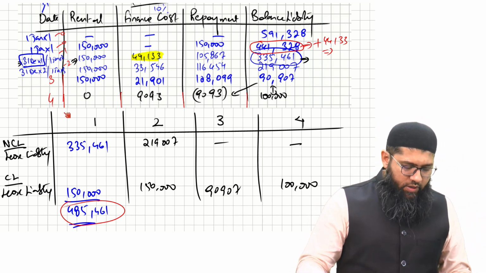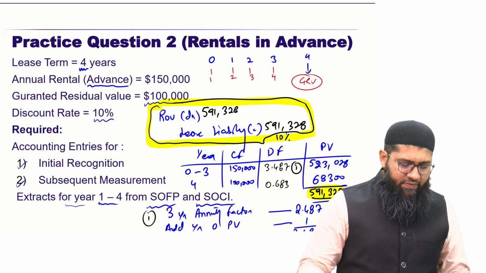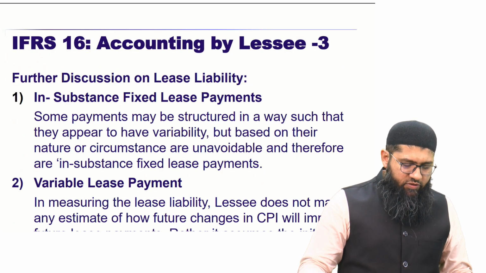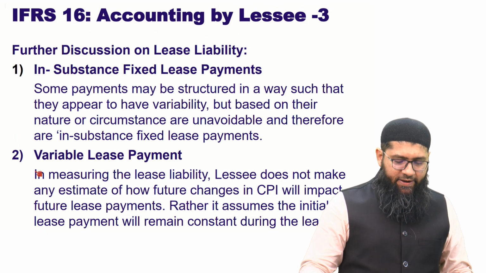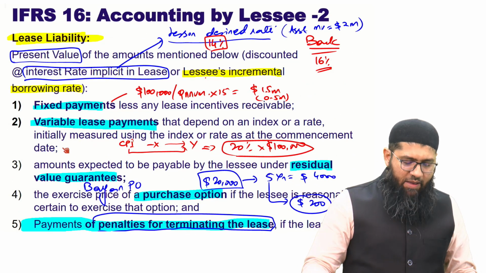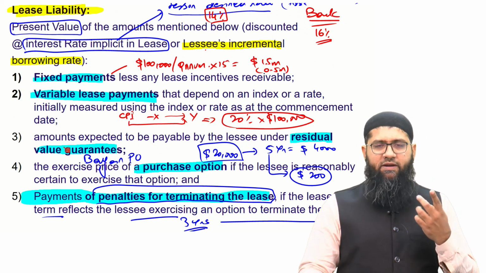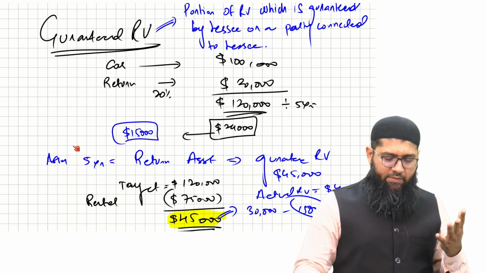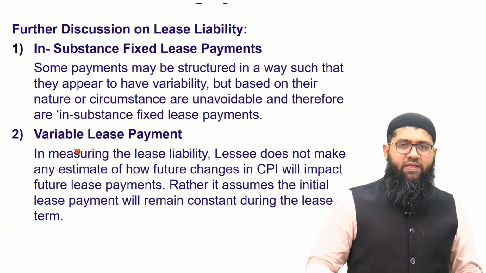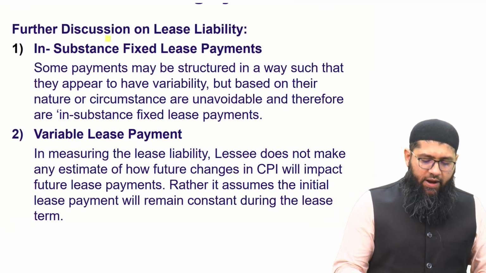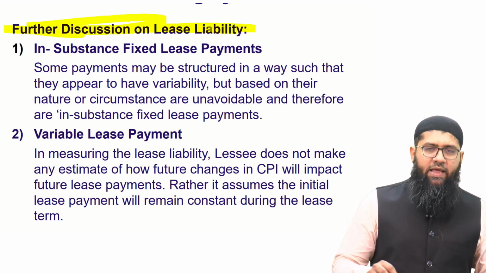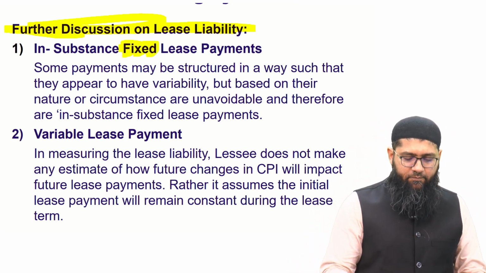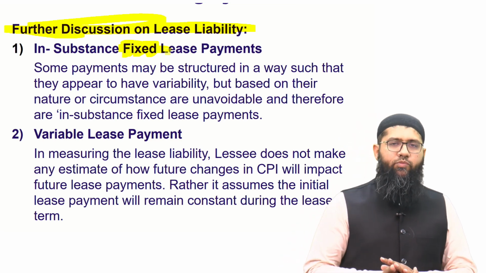I'll move a bit forward and discuss one more aspect which was there in the slides, but I did not discuss it earlier, and I'm going to discuss it now just to make sure that we don't mess up later on. Now if you remember the lease liability, we talked about fixed payments, variable payments, residual value guarantee, bargain purchase option, and penalties for termination of lease. Now there is some further discussion with respect to the lease liability, and I want you to know what that is. So basically one of them is in-substance fixed lease payments. Let me explain to you.